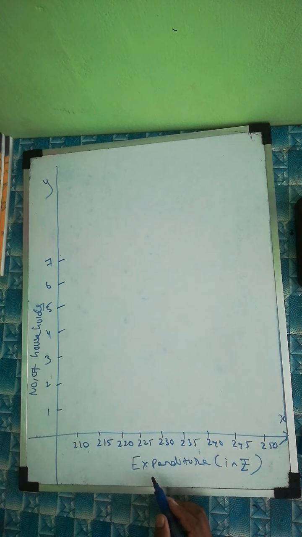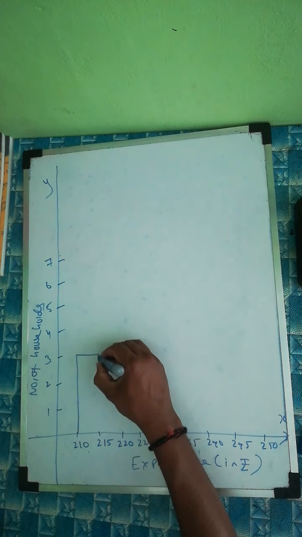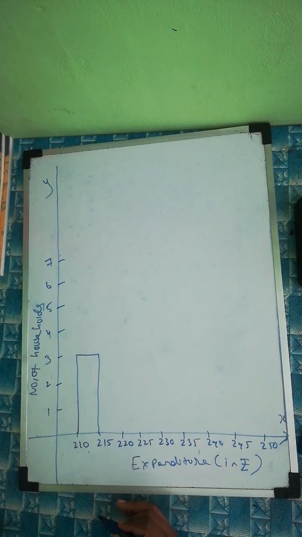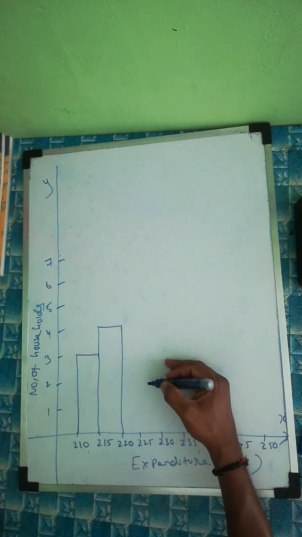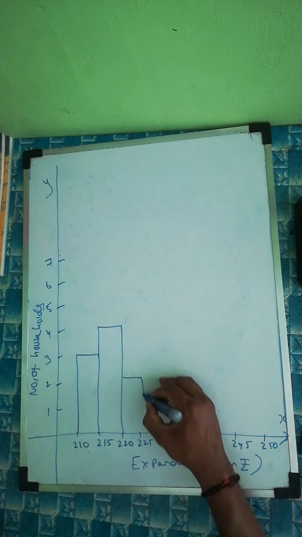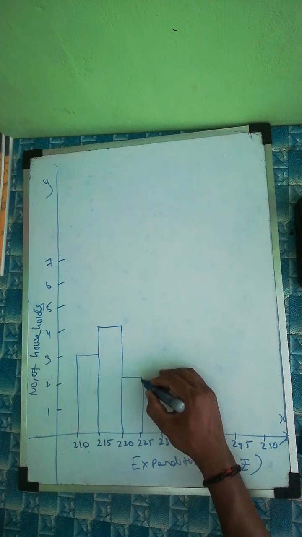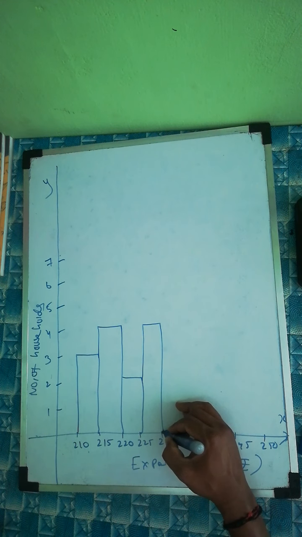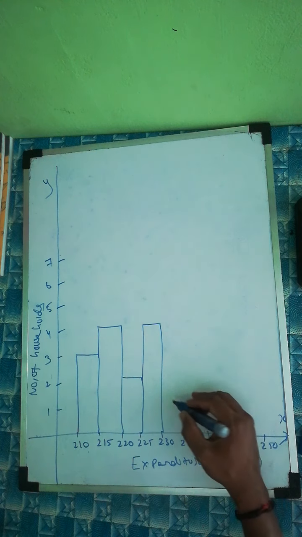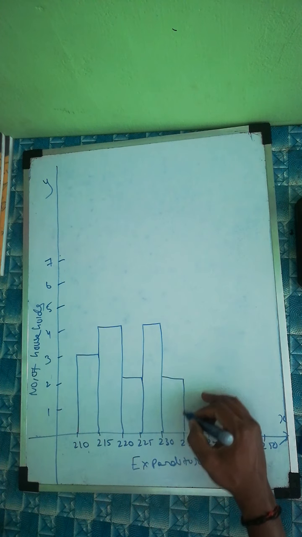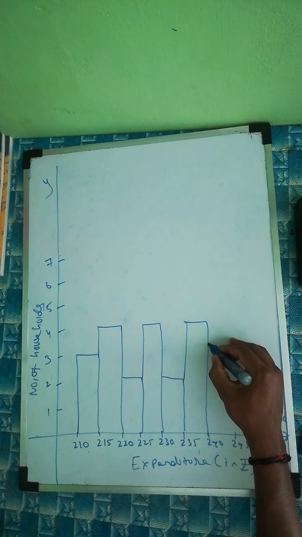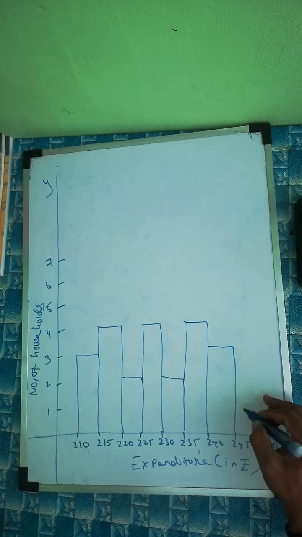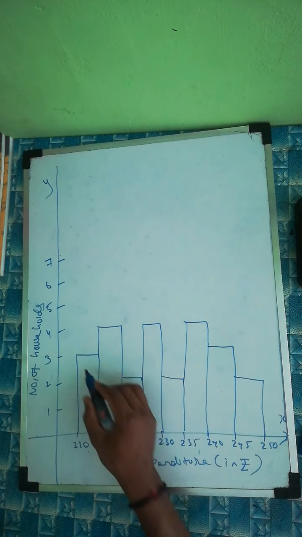The first one, 210 to 215, is 3, so we'll make it like that, 3. Use a scale pencil properly. And 215 to 220 is 4, so we'll make 4 here. And 220 to 225 is 2, again we'll make two here. The next one is four. After that, two, again two, again four, again three, again two.